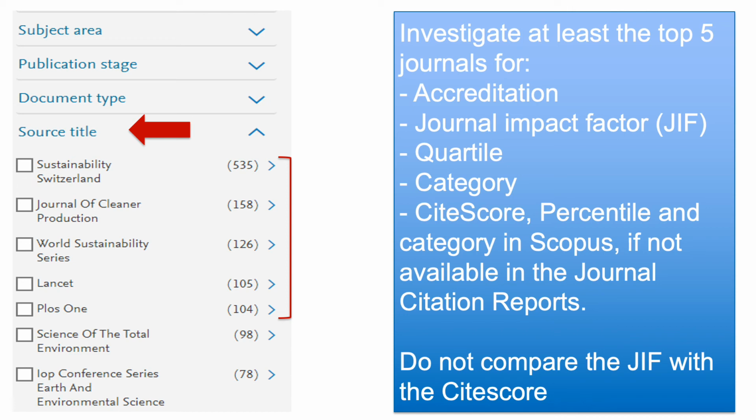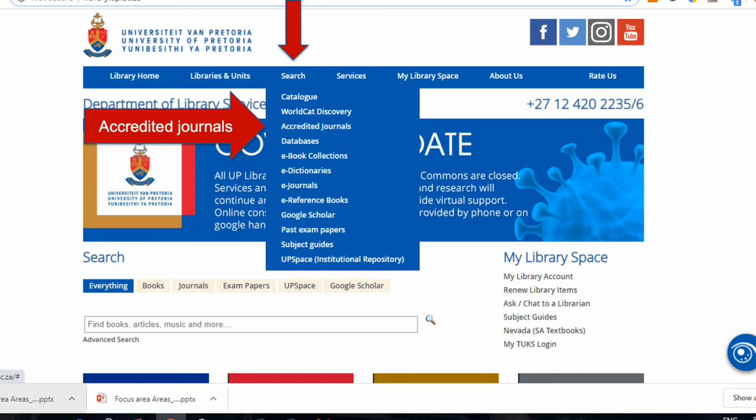I will quickly run through some screenshots of the results before I show you a table in which I have captured my results. Firstly, I will check whether these 5 journals are all accredited according to the accredited journal lists as explained right at the beginning of this presentation. If not, I will discard the journal title and not even investigate it further, because then it is not an option to publish in.